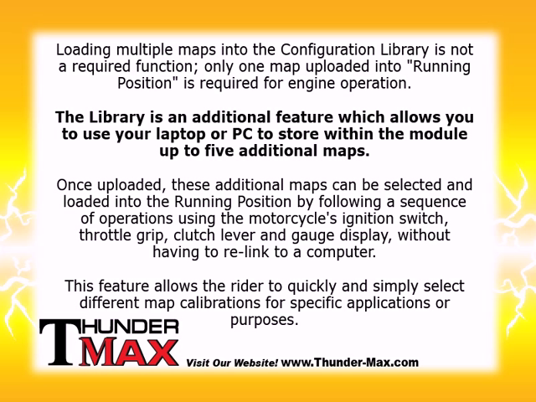Once uploaded, these additional maps can be selected and loaded into the running position by following a sequence of operations using the motorcycle's ignition switch, throttle grip, clutch lever, and gauge display without having to relink to a computer. This feature allows the rider to quickly and simply select different map calibrations for specific applications or purposes.